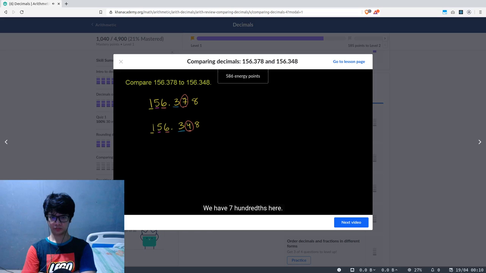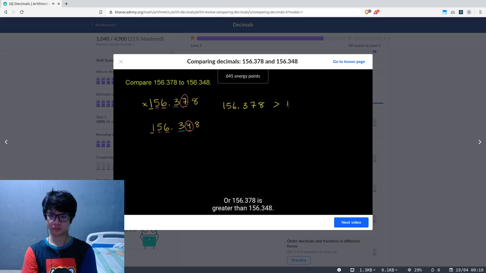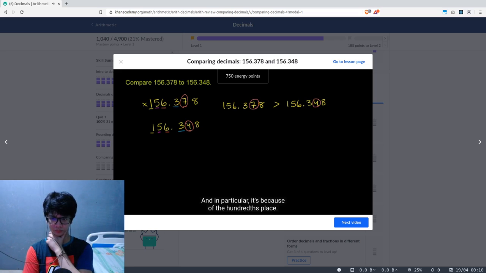We have 7 hundredths here. We have 4 hundredths here. So we get this number is greater than this number down here, or 156.378 is greater than 156.348. And in particular, it's because of the hundredths place.